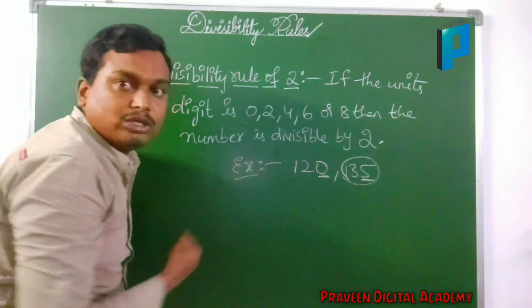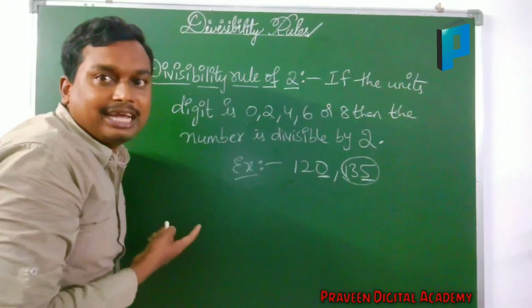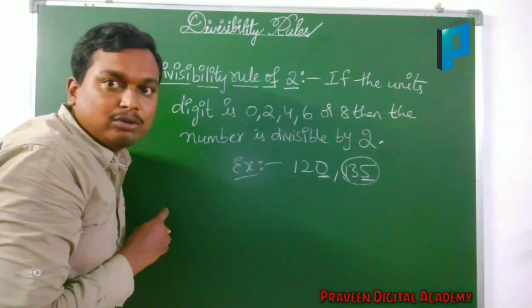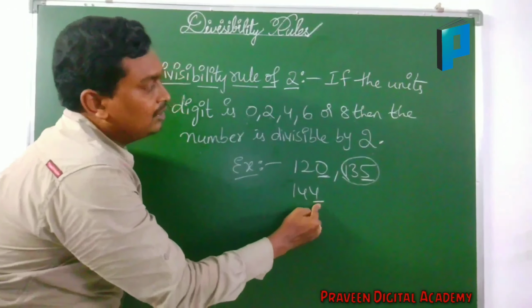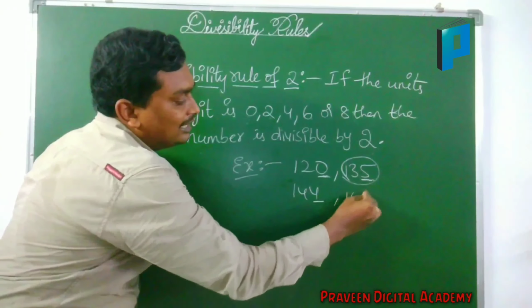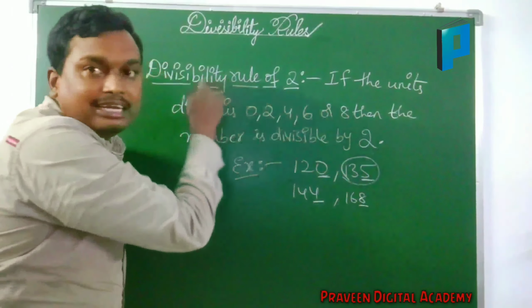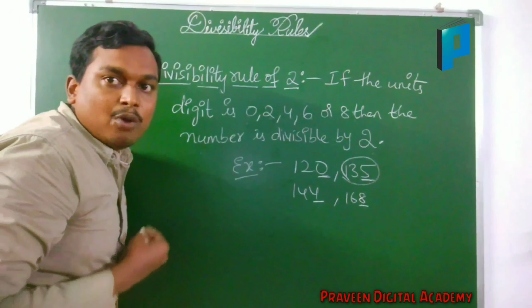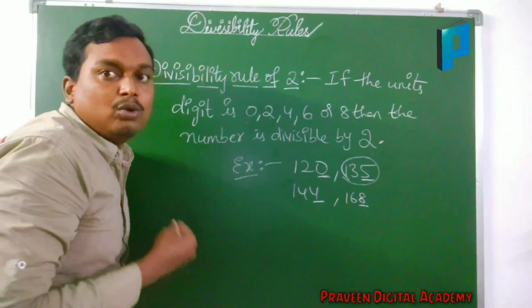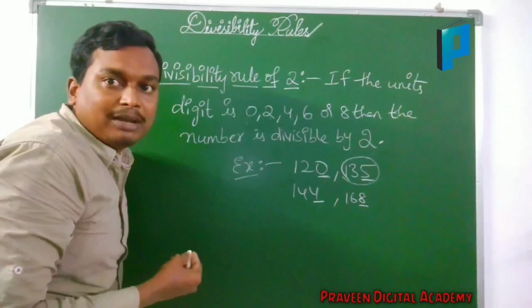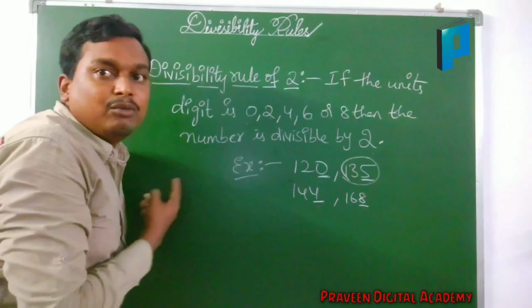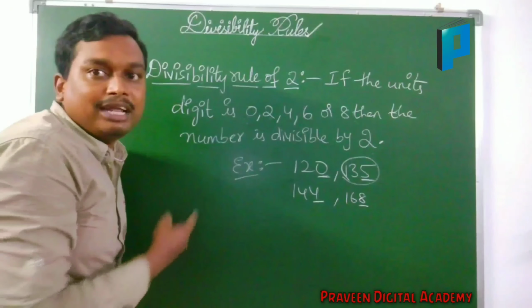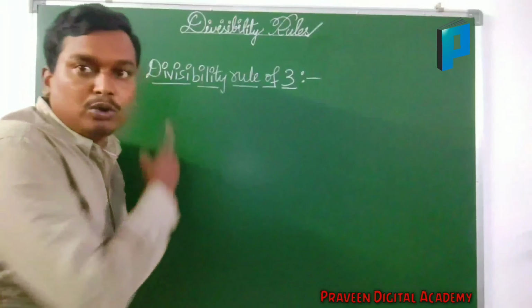By seeing the units place only, we can say whether the number is divisible by 2 or not. If you are having 144, units place is 4. Yes, divisible. 168, yes, units place is 8. Divisible. In this way, the divisibility rule of 2 is, if the units place is 0, 2, 4, 6, 8, then we can say the particular number is divisible by 2.